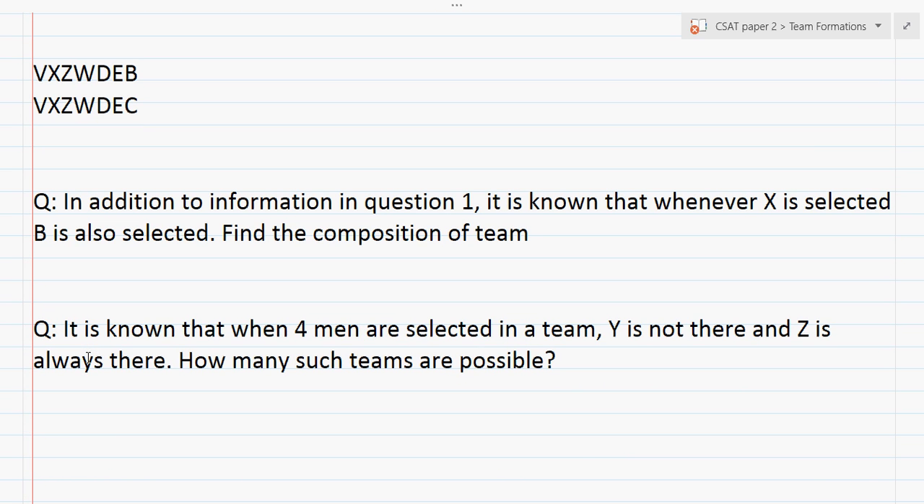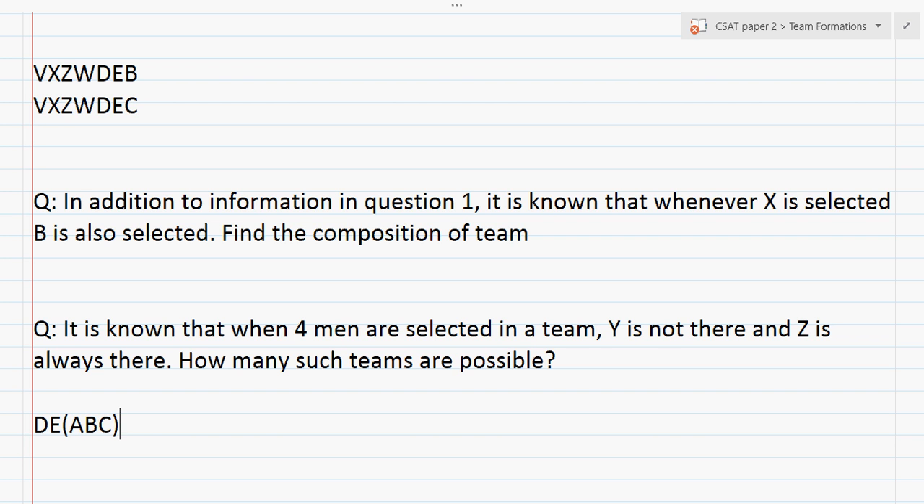It is known that when 4 men are selected in the team, Y is not there and Z is always there. How many such teams are possible? So Y is not there and Z is always there. So 4 men are selected, which means we cannot take just one of D and E, we have to take both of them. So D and E have to be there. Then 2 men can be from A, B, C, right? So 2 men have to be selected from A, B, C.